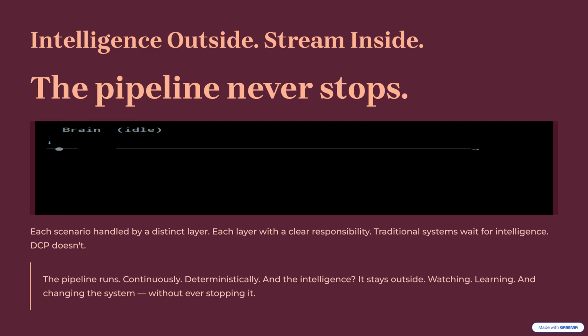The pipeline runs fast, continuous, deterministic. The intelligence runs outside, watching, learning. They don't wait for each other. And when the AI finally acts, the stream never noticed. It was already moving.